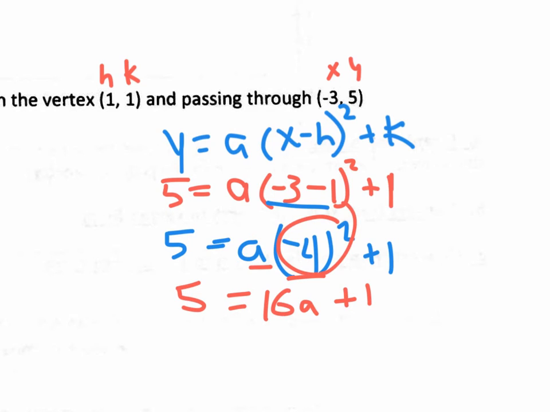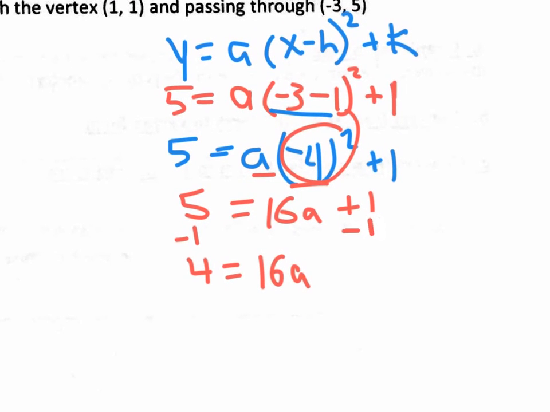Subtract 1 on both sides, you'll get 4. Whoa, my bad. Let me erase. So we get 4 on this side equals 16a on this side. So we need to solve for a. Final step is to divide by 16, divide by 16. And what does a actually equal? 1 over 4, 1/4. There we go. So the a value is 1/4.